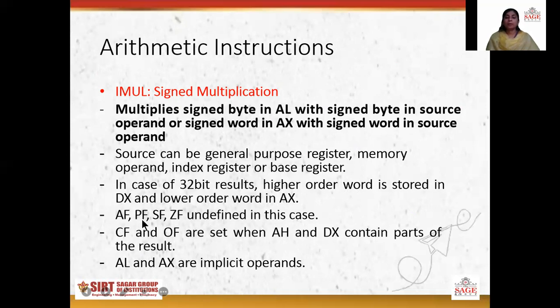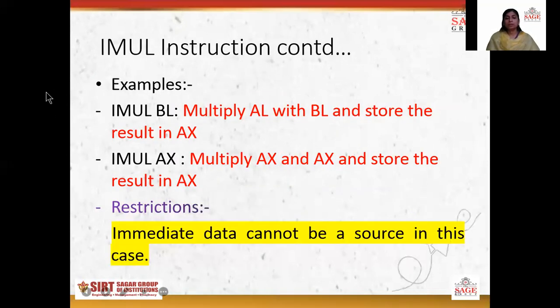Here the auxiliary flag, parity flag, and zero flag are undefined in this case, and carry flag and overflow flag are set when AH and DX contain parts of the result. AL and AX are implicit operands. We will take two examples of this signed multiplication. IMUL BL means multiply AL with BL and store the result in AX. In the second example, multiply AX and again AX and store the result in AX. The restriction is that immediate data cannot be a source in this case.